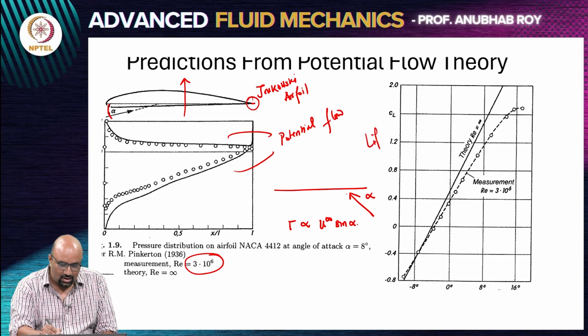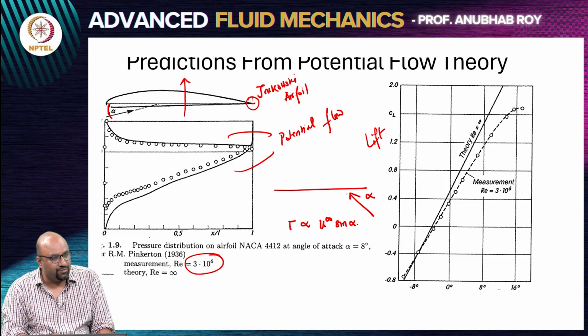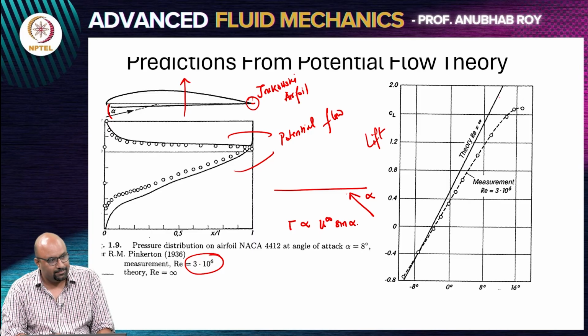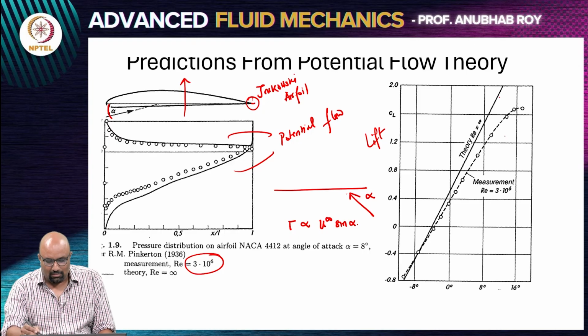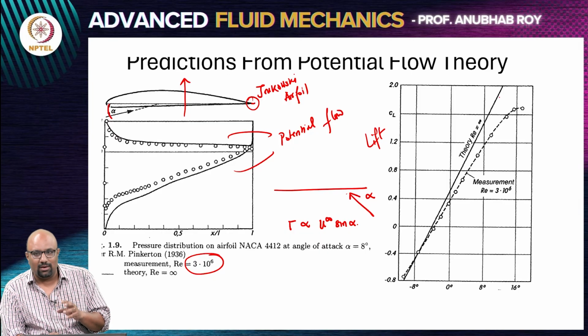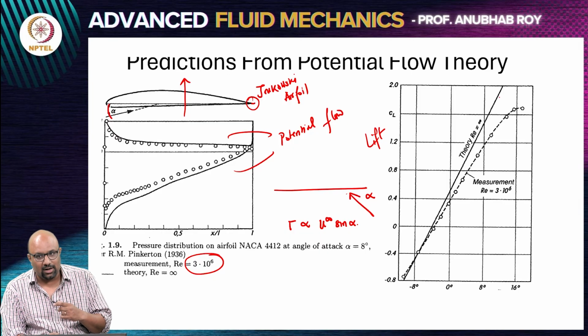So, this is your non-dimensional lift, or the lift coefficient, which is plotted as a function of the attack angle, and you have the potential flow theory, and the symbols here are measurements. So, this is something quite remarkable, and if you think about it, by the time of the First World War, aircraft were actually quite dominant.